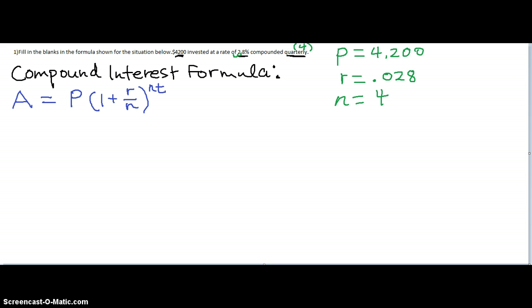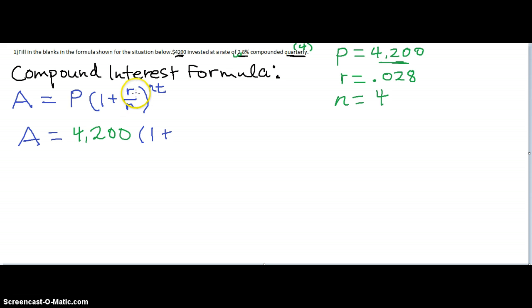So I'm going to copy things down. A stays A, so we'll keep it there in blue. A is going to be equal to, and now I'm plugging in, P is 4,200, so instead of P I'm going to write 4,200. Our parentheses don't change, so we can keep them blue. The number 1 doesn't change. That always stays the same.